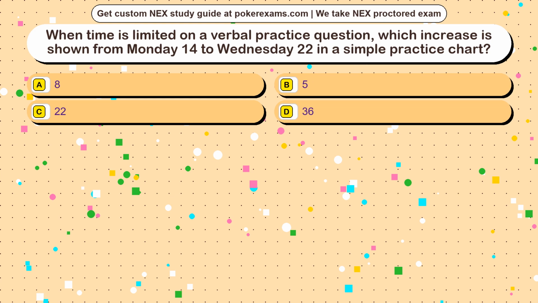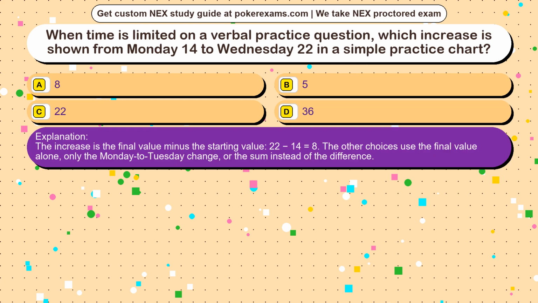The correct answer is option A. The increase is the final value minus the starting value, 22 minus 14 equals 8. The other choices use the final value alone, only the Monday to Tuesday change, or the sum instead of the difference.